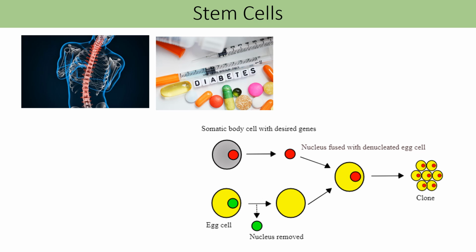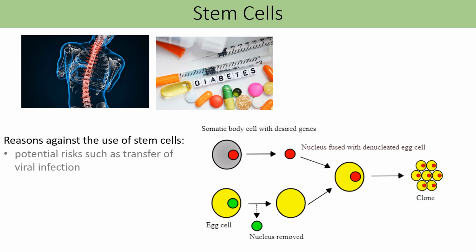So the way this would work is that we would take a cell from the patient with the desired genes, we would remove that nucleus, and we would fuse it with an enucleated egg cell. So this is an egg cell where the nucleus has been removed, and we now have a cell which can become an embryo. And this embryo has the same genes as the patient and means that we are less likely to have rejection.